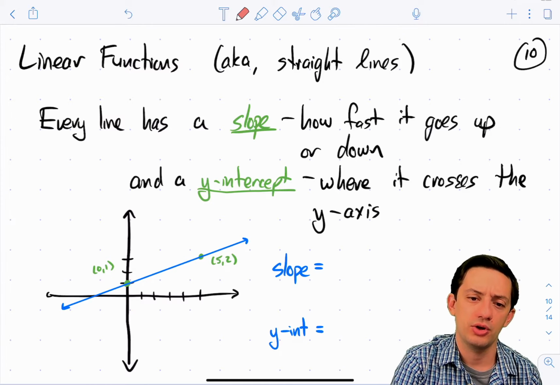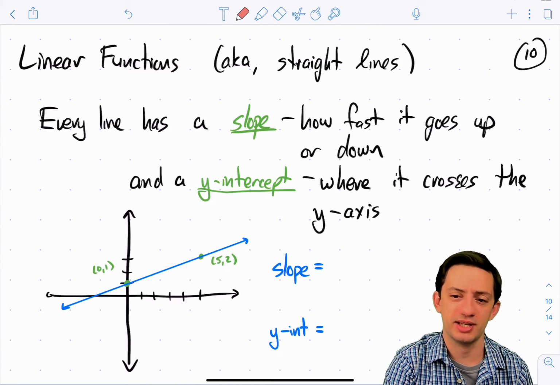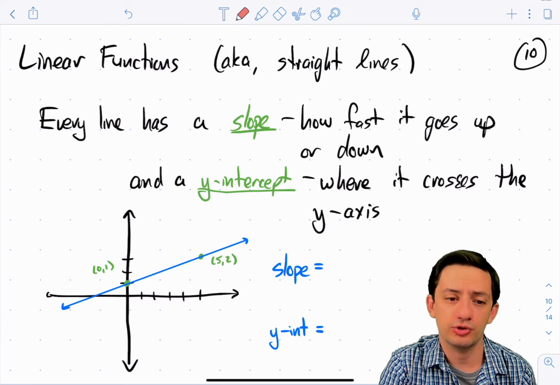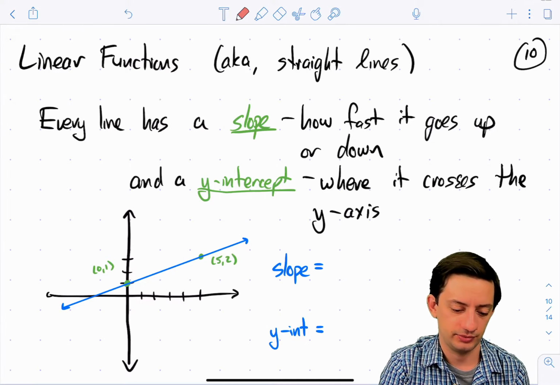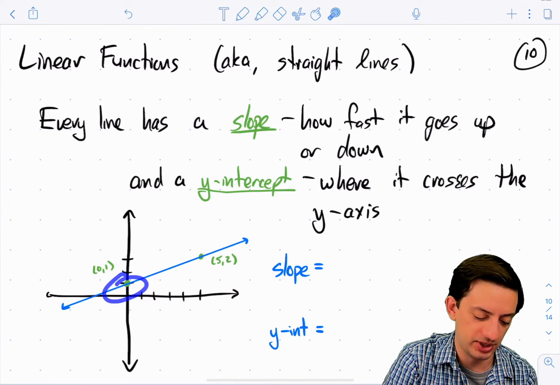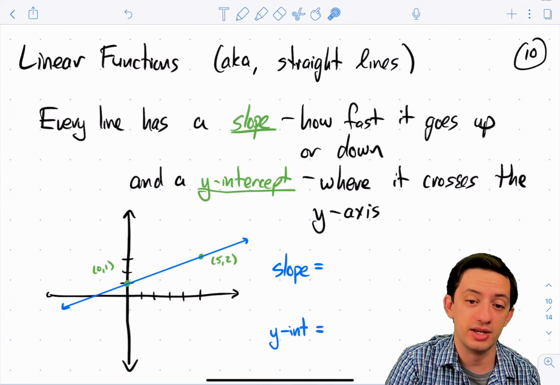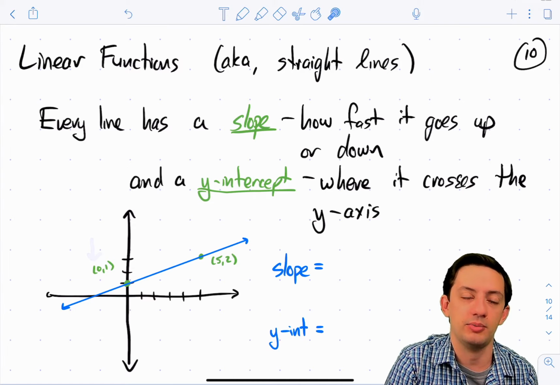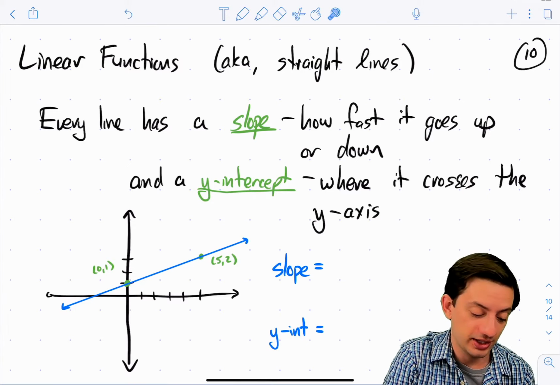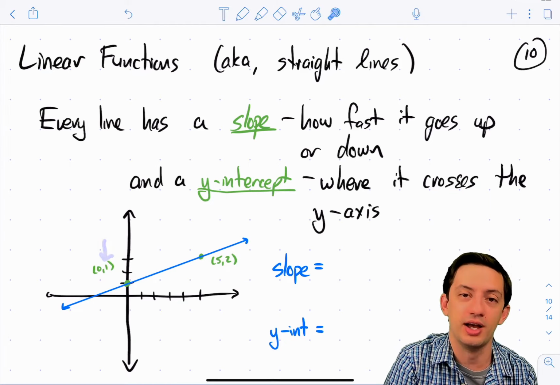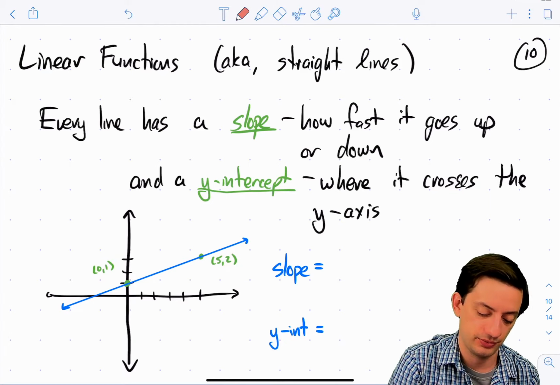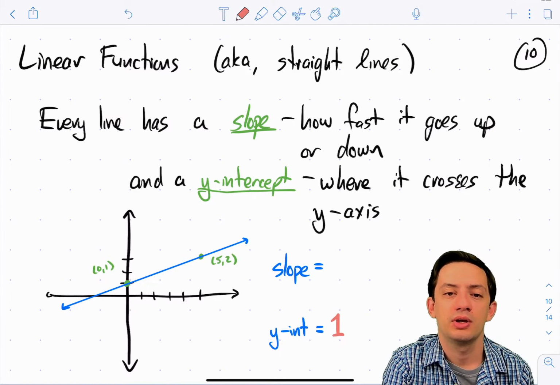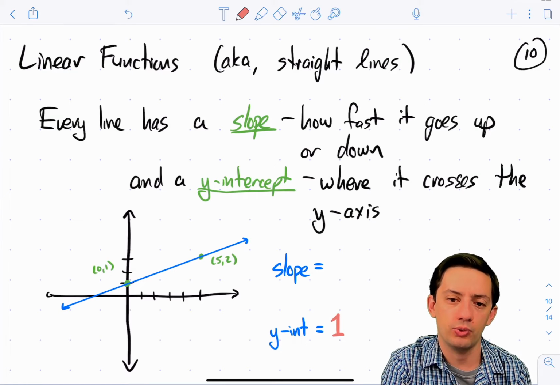So let's start with the y-intercept, because that's actually much easier here. The y-intercept is the place where it crosses the y-axis. And we see that just because we happen to have it drawn for us. It crosses at 0, 1. Now the 0 is always going to be there because it's the y-axis, so it's 0. The interesting quantity is the 1. That tells you the height at which it crosses. So the y-intercept is 1. The slope, we have to do a little bit more work.